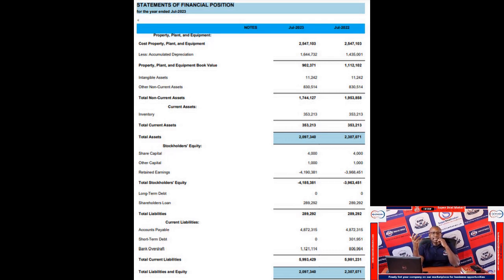And then the cash flow is similar to the income statement, but it's more focused on the cash. What is your cash position? It takes the two into account, the balance sheet and the income statement. But we will deal with the cash flow when we get to the cash flow module.